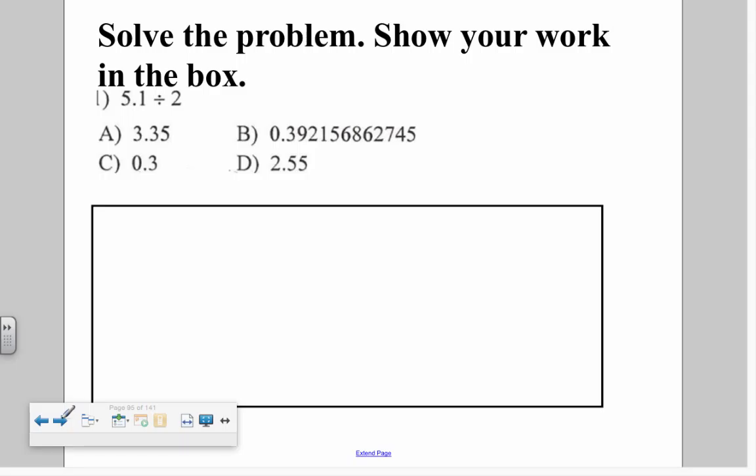Division, what do you do again? If you said forget about the decimals, because all the decimals simply do is jump up to the top, you are correct. And then you would find your answer.